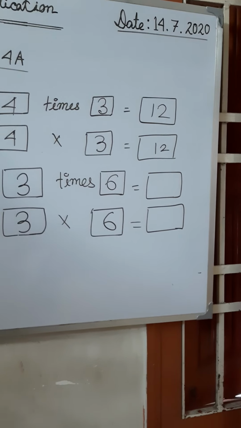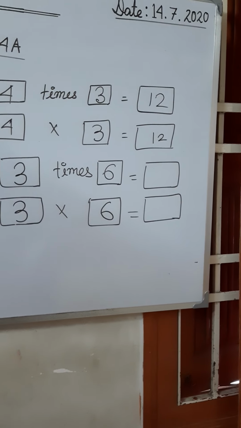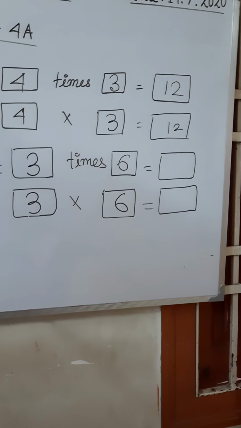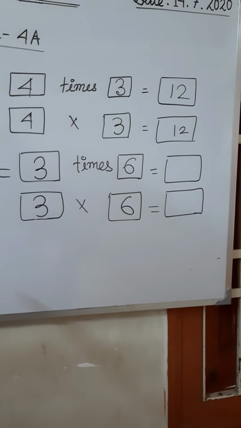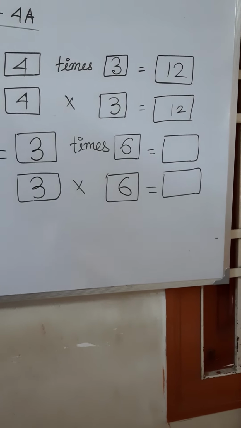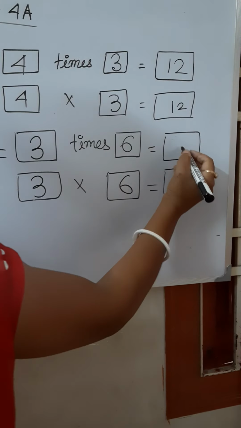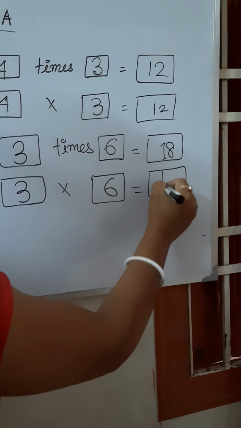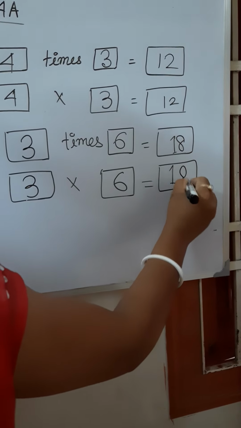Now we have to read the 3 table. That is 3 ones are 3, 3 twos are 6, 3 threes are 9, 3 fours are 12, 3 fives are 15, 3 sixes are 18. So we have to write 18 here. 18 is the answer, and it is called the product.